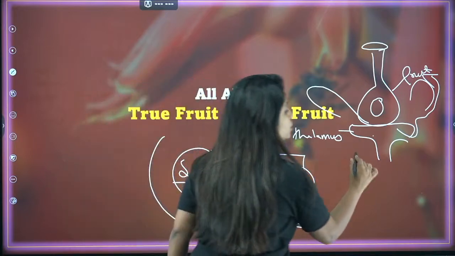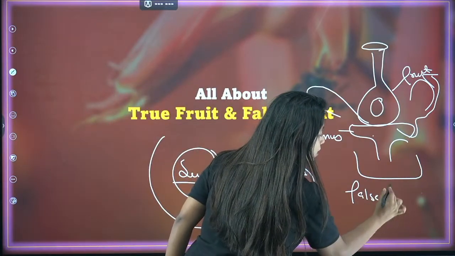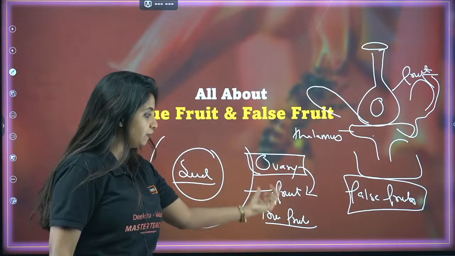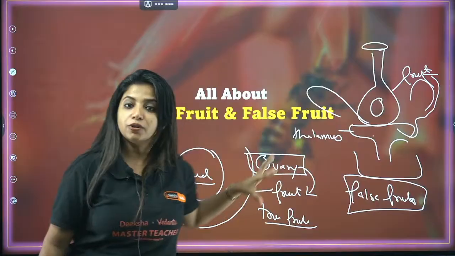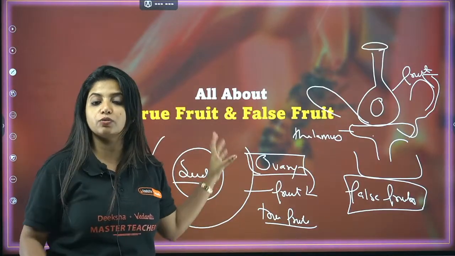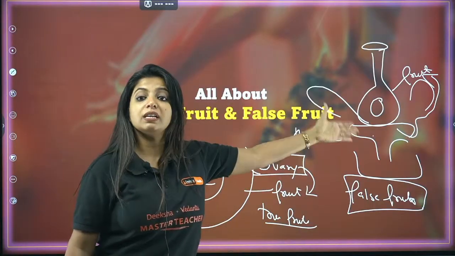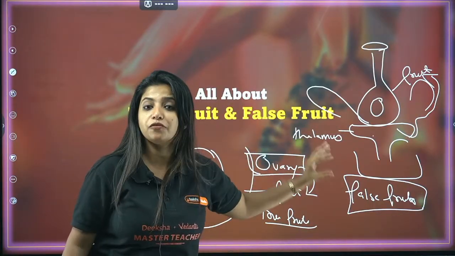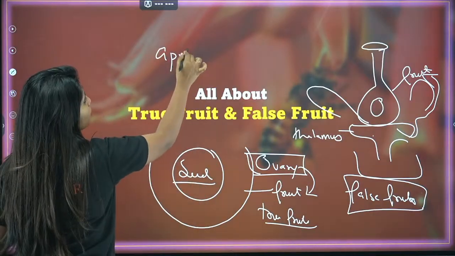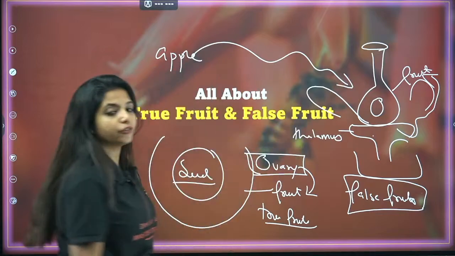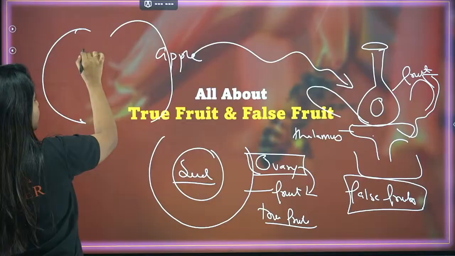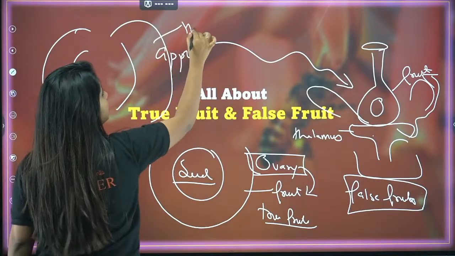This type of fruit is known as false fruit. So you have true fruit and you have false fruit. True fruit is where only the ovary participates in the formation of fruit. False fruit is where the other parts are also participating in the formation of the fruit. Now, ma'am, I want an example for this. Apple is an example. Apple is the best example of a false fruit. The thing that you actually eat in the apple is basically the thalamus.